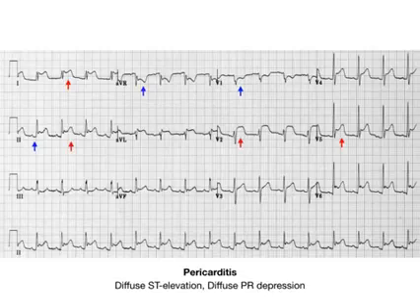So what I've shown you here is the blue arrows and the red arrows. And what the blue arrows are showing you are PR segment depression. So normally the PR segment should not be depressed under the line. It should not go in the negative direction. But look at the blue arrows. The PR segment's moving downward. So that is PR segment depression.